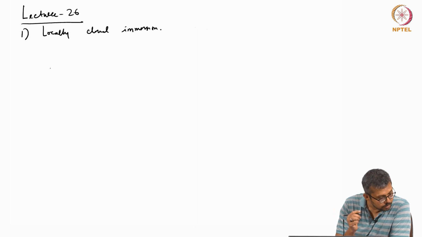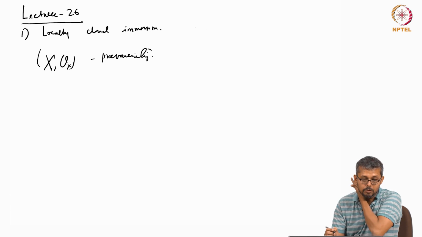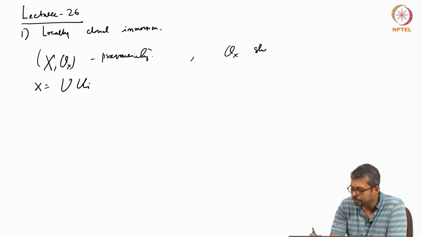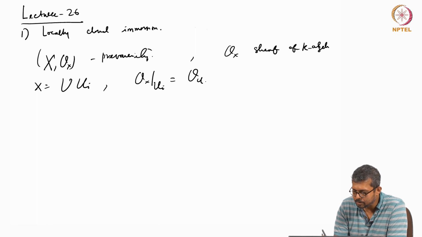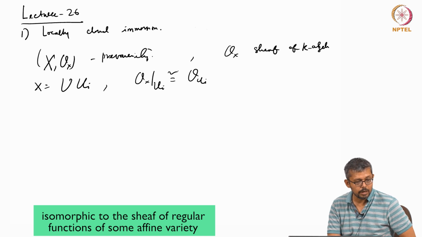So what is it? I will do it for pre-varieties. So suppose (X, OX) is a pre-variety. That means X has some open cover Ui, OX is a sheaf of K-algebras, and if you restrict OX to Ui, then it becomes isomorphic to O_Ui as a K-algebra isomorphism, right?